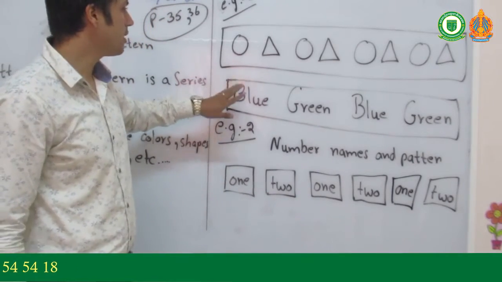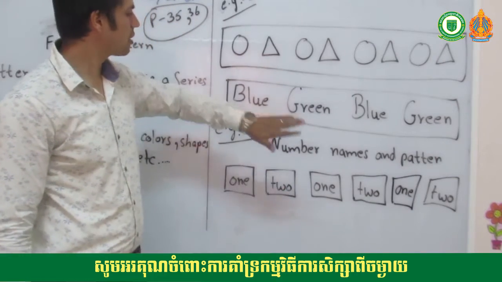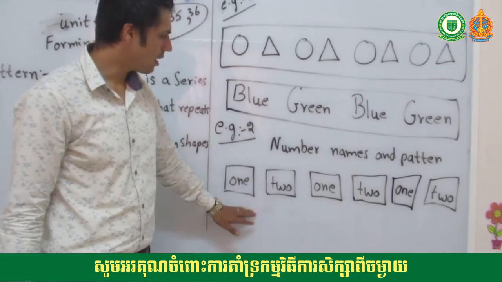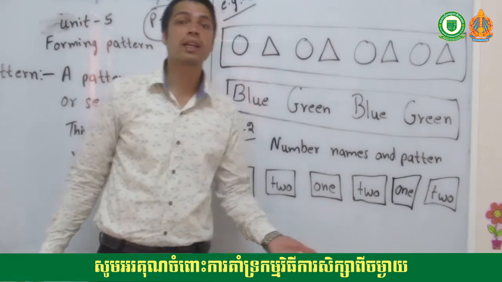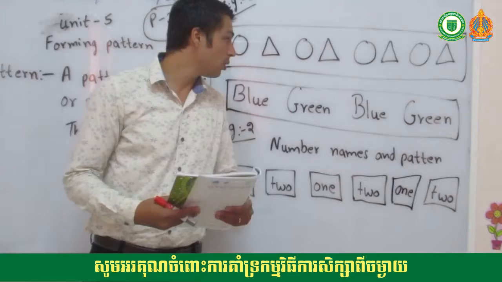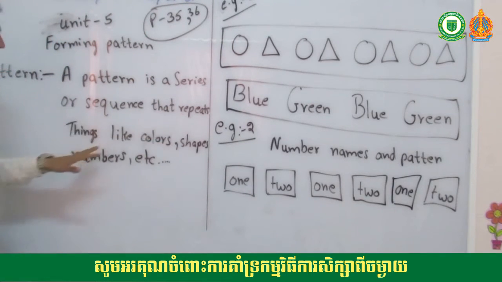So here you can see, I gave you 3 examples of a pattern. A pattern is a series or sequence that repeats. It could be shapes, colors, numbers, anything. It can include anything.